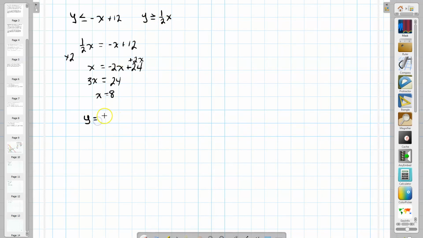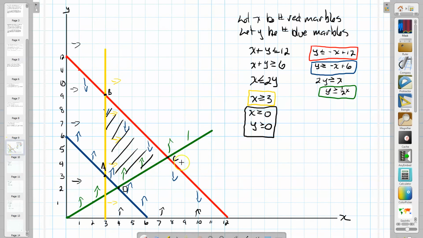So y is going to be equal to 1/2 x, which is equal to 1/2 of 8, which is 4. So vertex C is (8, 4). Finally, we go back for our last vertex, vertex D. It's the intersection between the green and the blue lines. So y greater than or equal to 1/2 x and y greater than or equal to negative x plus 6.